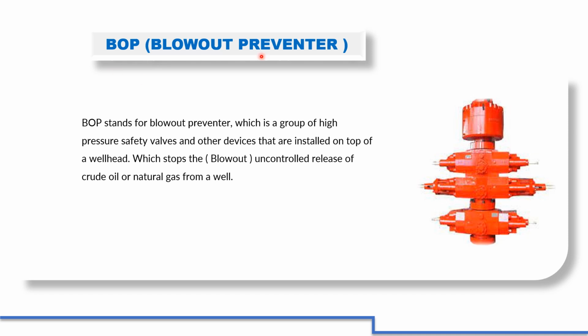BOP stands for blowout preventer, which is a group of high pressure safety valves and other devices installed on the top of the wellhead. This BOP is installed on the top of the wellhead, and it stops the blowout. Blowout means uncontrolled release of crude oil and natural gas from a well or wellbore. So it's a safety equipment.